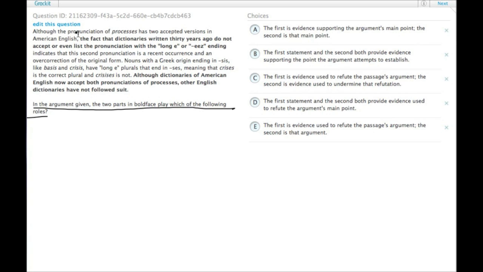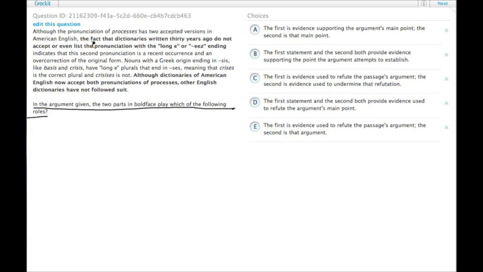So although the pronunciation of processes has two accepted versions in American English, the fact that dictionaries written 30 years ago do not accept or even list the pronunciation with the long E or E's ending indicates that this second pronunciation is a recent occurrence and an overcorrection of the original form.